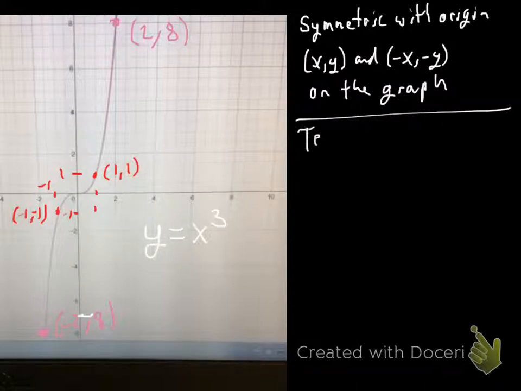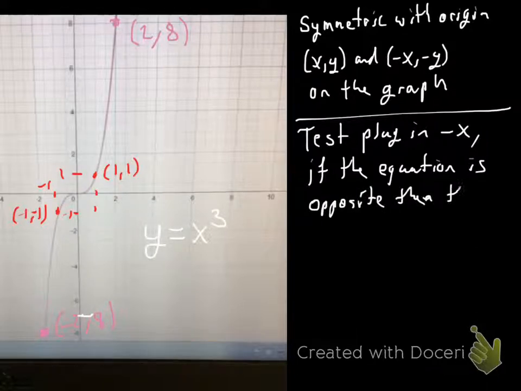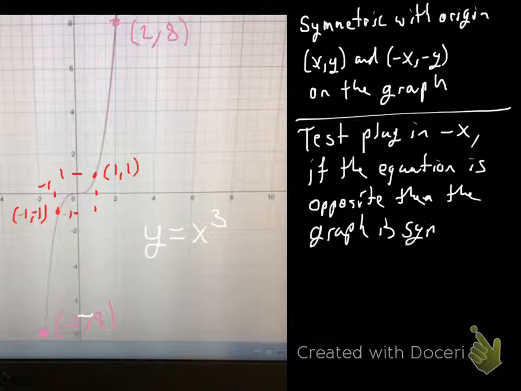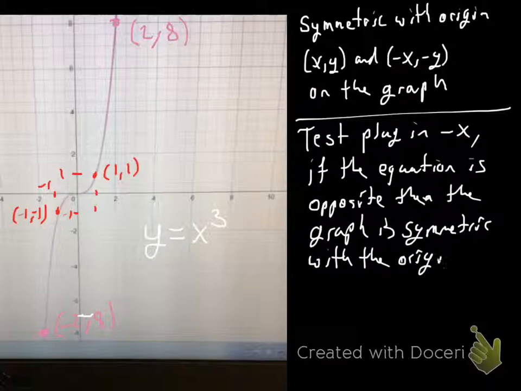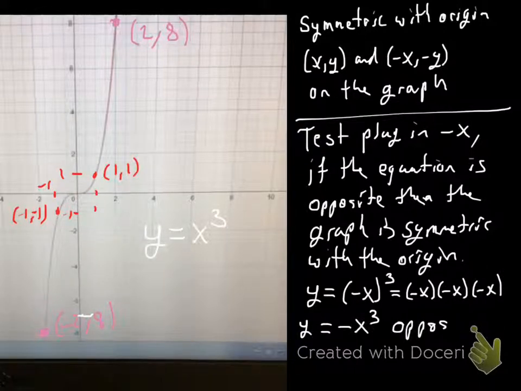Okay. To test, we're going to plug negative x in again, kind of like the last time, and then we're going to see if we get the opposite. Opposite being opposite signs. So instead of getting y equals x cubed, we should get y is equal to negative x cubed. So let's go ahead and plug that in. Plug in negative x. So it'll be negative x times negative x times negative x because of that x cubed. And we get negative x cubed. These are opposites, so that would be indication that we are symmetric with the origin.